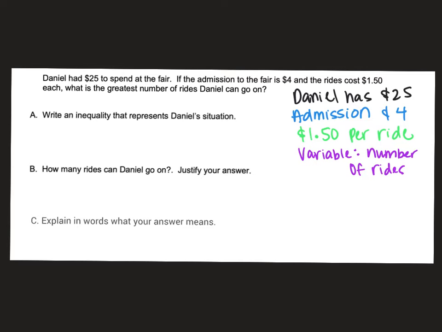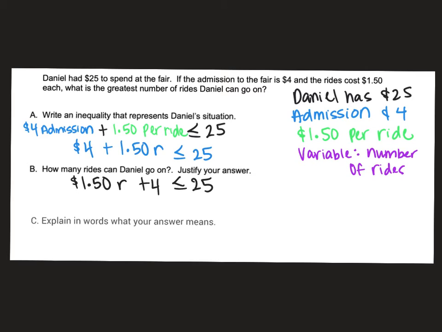Now let's think about this. If Daniel has $25, that means that whatever he spends at the fair has to be less than or equal to $25 because he can't go over that amount. Now we have to look at what's going to cost him. The cost is going to come from the $4 admission and $1.50 per ride. If I want to put this in equation form, I'm going to say $4 plus, and then it's $1.50 per ride. This is where I'm going to have to use my variable. So I'm going to say $1.50, and I'll just use r here to represent the number of rides. And then it's going to have to be less than or equal to 25.